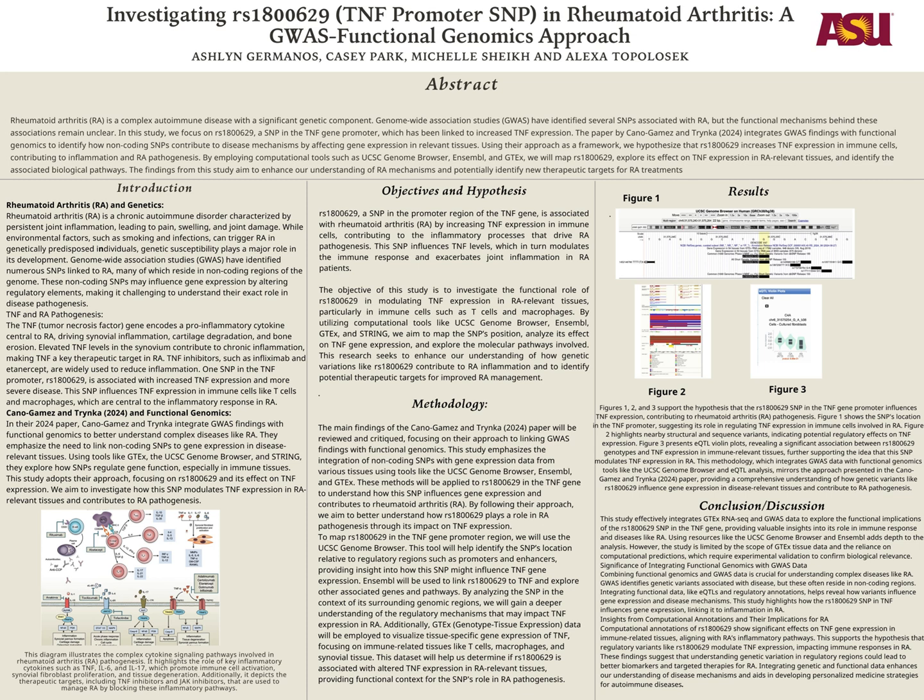Let's look at the key findings from the results. Figure 1 shows the genomic position of RS1800629 in the TNF gene promoter, highlighting its location in a regulatory region that likely modulates TNF expression. Figure 2 illustrates nearby structural and sequence variants that may interact with RS1800629, collectively influencing TNF regulation in immune cells.